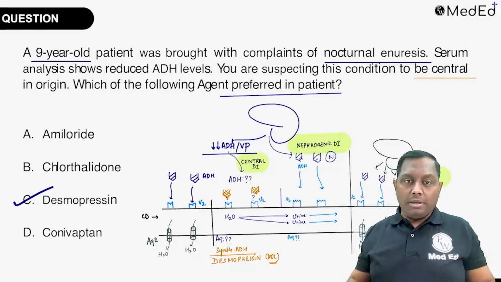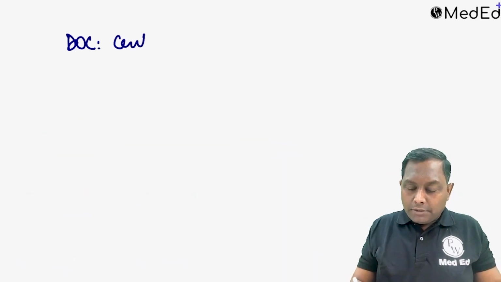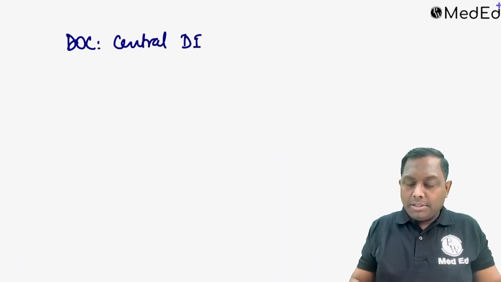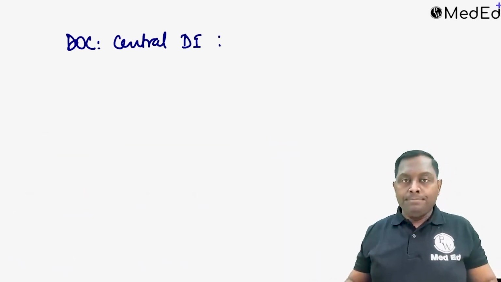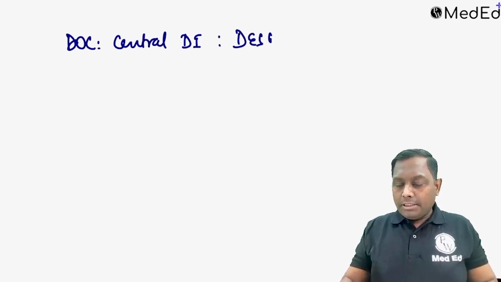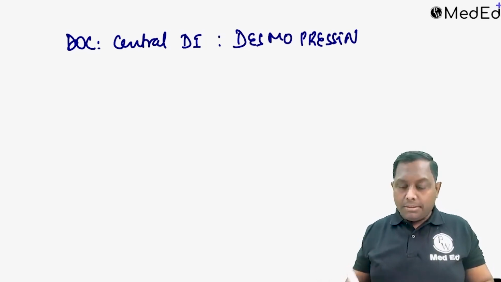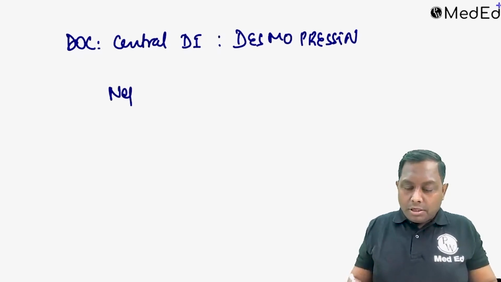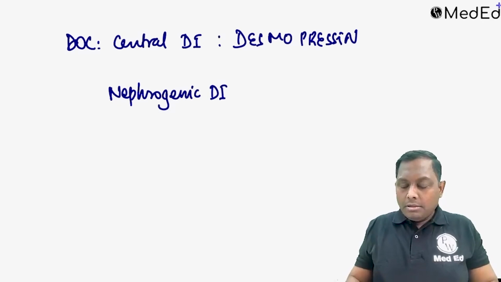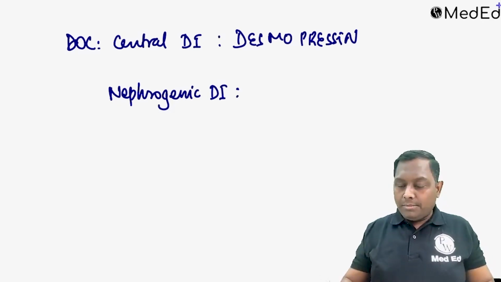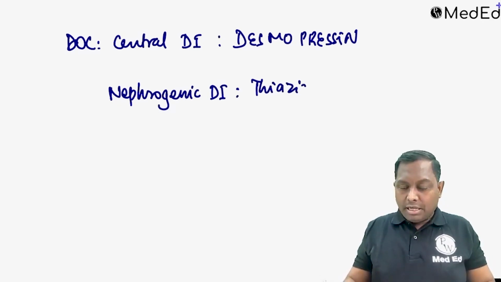Now let me summarize some of the important points on the next slide. Point to be noted, number 1, the drug of choice for central diabetes insipidus, guys, is going to be desmopressin. This is the take home message from this question. Desmopressin is the drug of choice for central diabetes insipidus. Then if the examiner asks you the drug of choice for nephrogenic diabetes insipidus, we actually use thiazide diuretics.